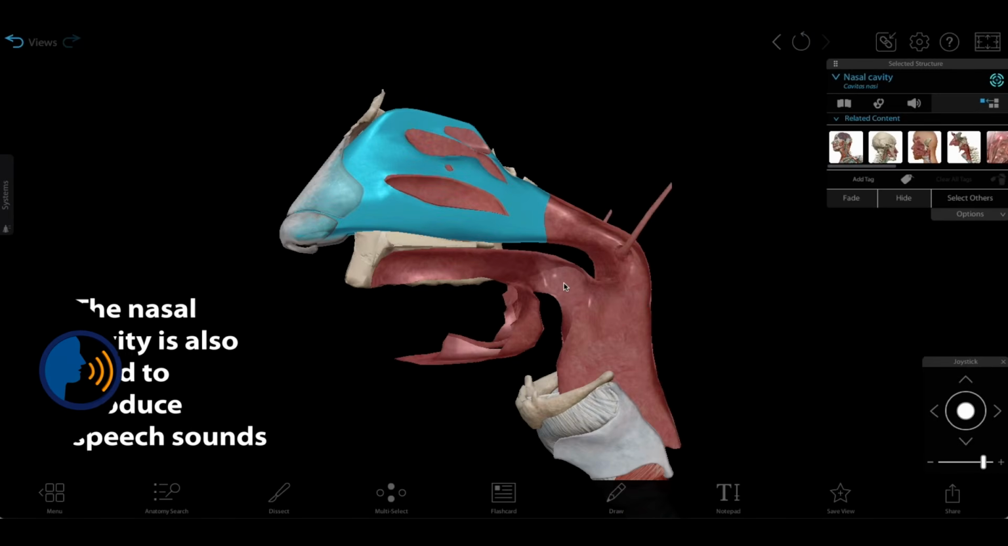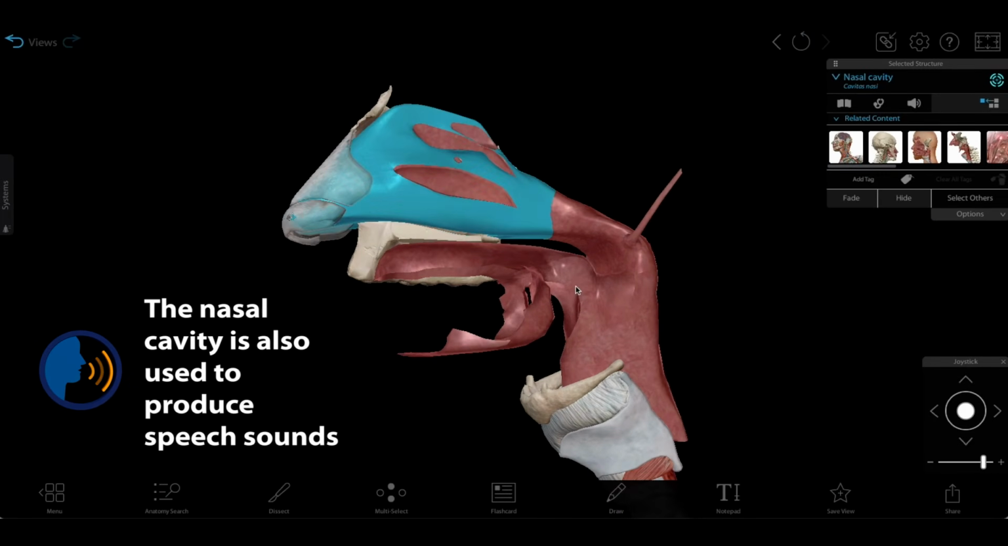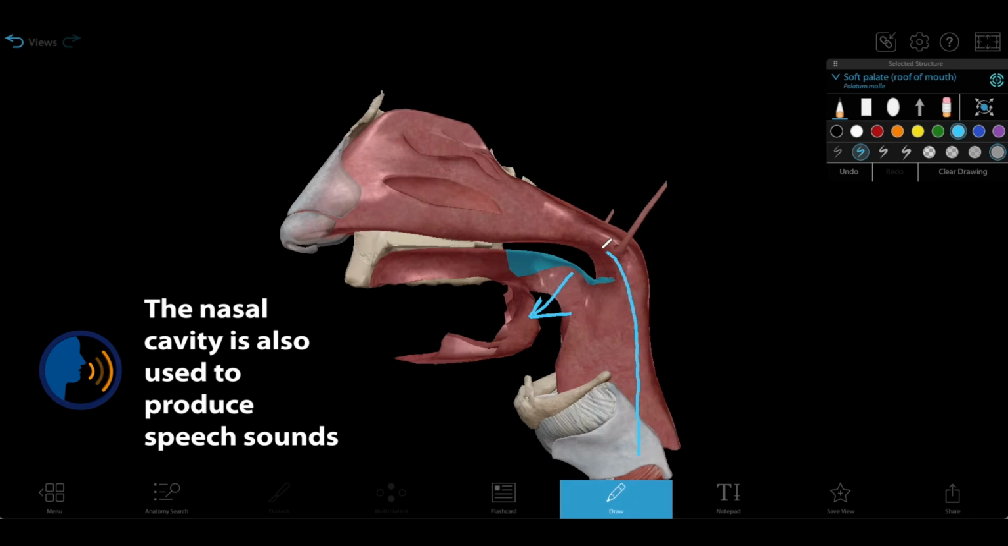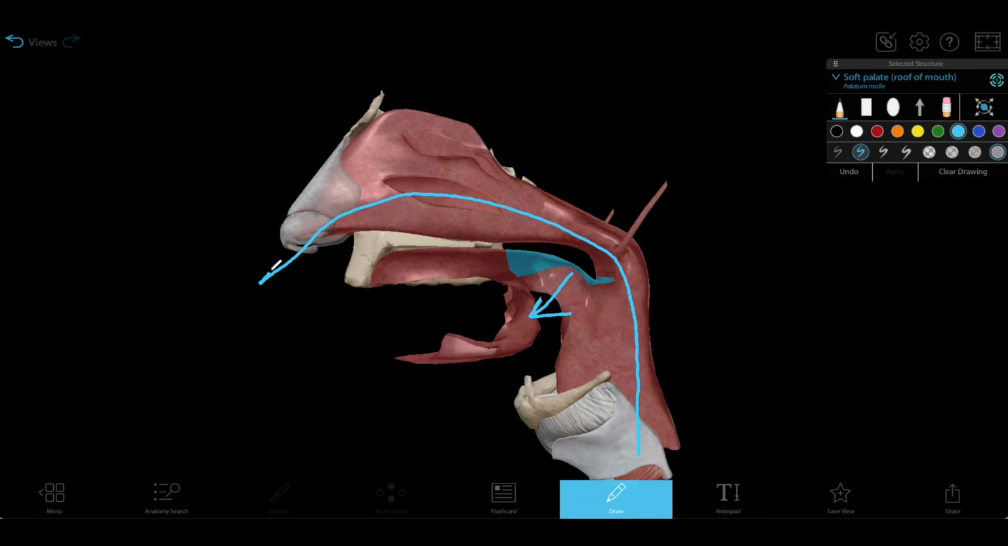The nasal cavity also plays a role in producing certain consonants and vowels. Lowering the velum, or soft palate, lets air escape through the nasal cavity instead of, or in addition to, the oral cavity.